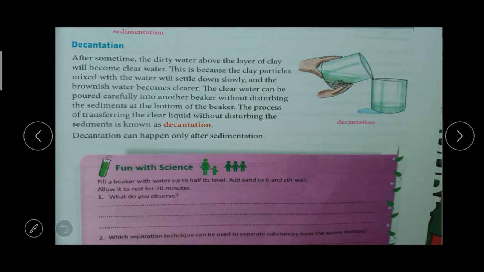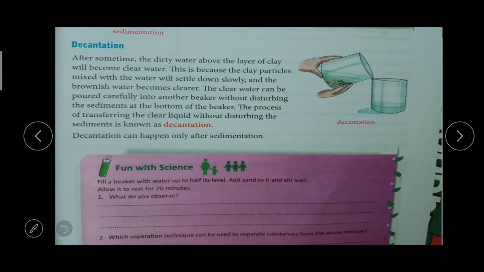The next process is decantation. It continues the same process as sedimentation. First the sand particles settle down, and after some time the water becomes clear as the dust and clay particles settle down very quickly.